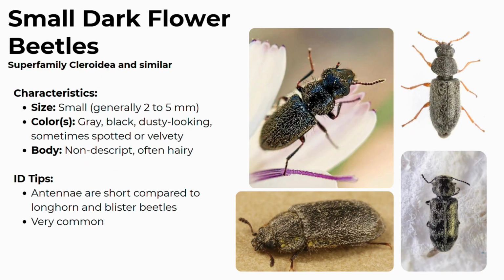This next group we'll call small dark flower beetles. This group will contain a couple of different families that are difficult to tell apart in the field. They're generally going to be on the small side, a couple of millimeters, generally no more than 5 millimeters, and look gray, black, even velvety or spotted, but never shiny. If we were able to get really close with a handheld microscope in the field, we could see that they are covered in small hairs. In general, their antennae are going to be very short compared to the longhorn and blister beetles that we've seen so far, but this group will be very common across many of the flowers on both the eastern and western slopes.